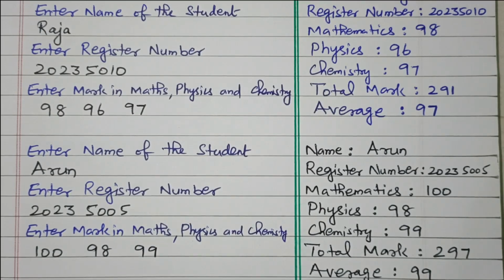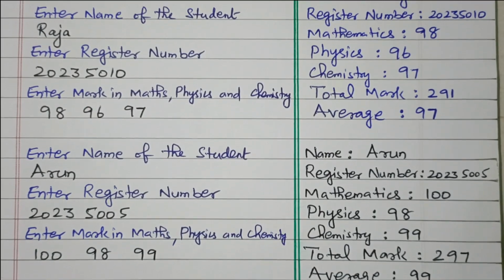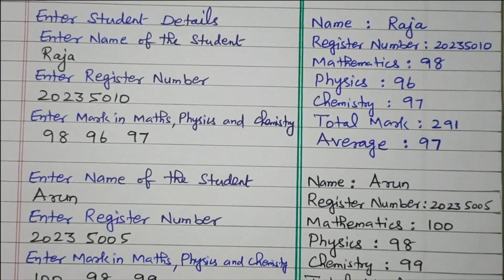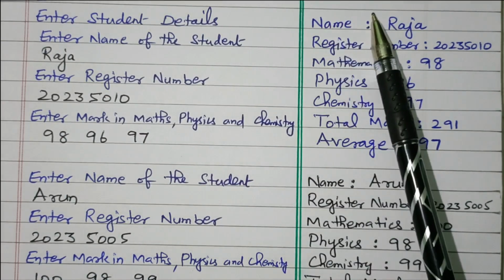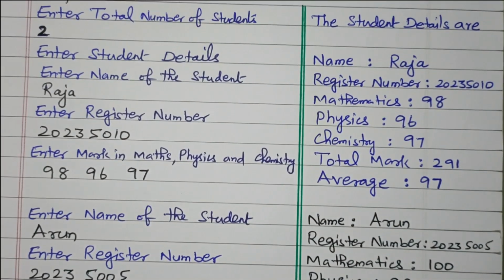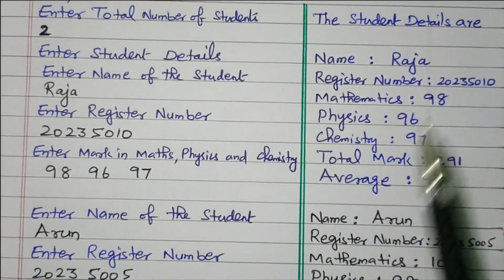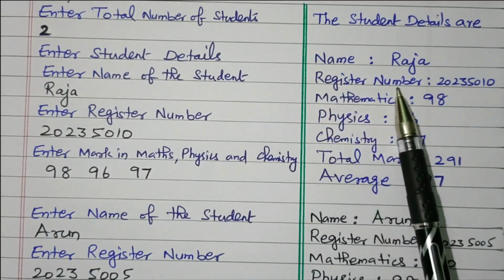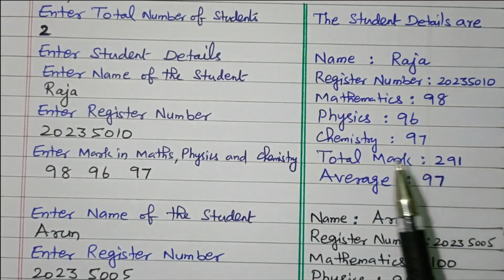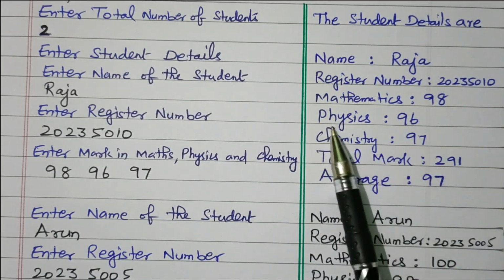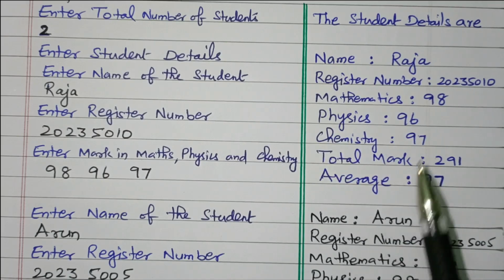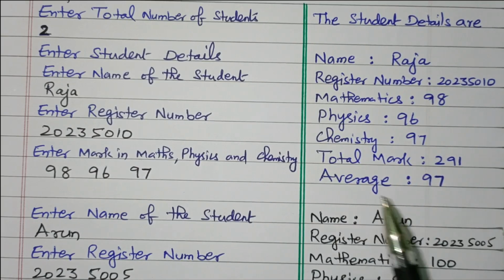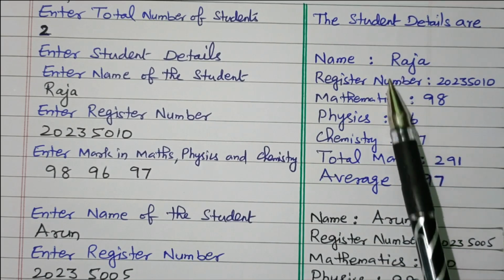In that same for loop itself, the total and average are calculated. Now we can see the output. It will print "the student details are" and go to the next line. Then it will print name Raja, register number 20235010, mathematics 98, physics 96, chemistry 97, total mark, it will add these three, 291, then average 97. Right, so the first student detail is printed.